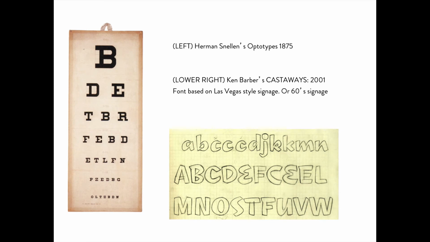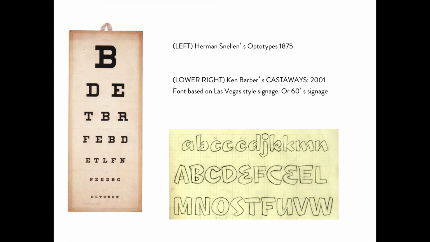On the left side, we're looking at Herman Snellen's Optotype, developed in 1875. If we look at it closely, we can see that this typeface was developed based on a grid format. You can see the little pencil drawings underneath the letters. You've probably seen this sign before somewhere. You can see that it's used for optometrists to check out or clinically determine vision capabilities.